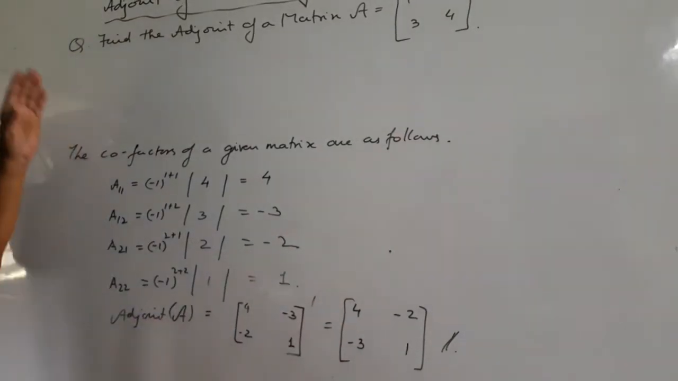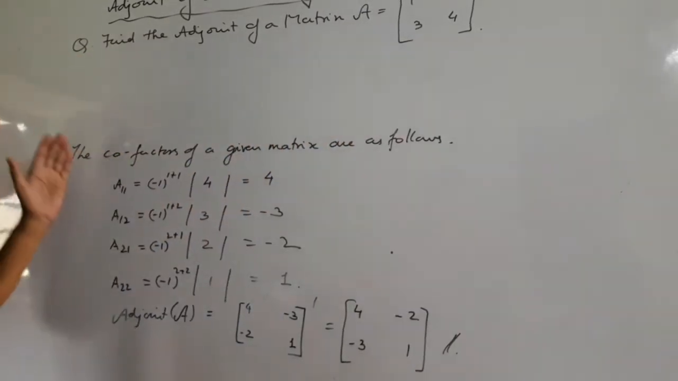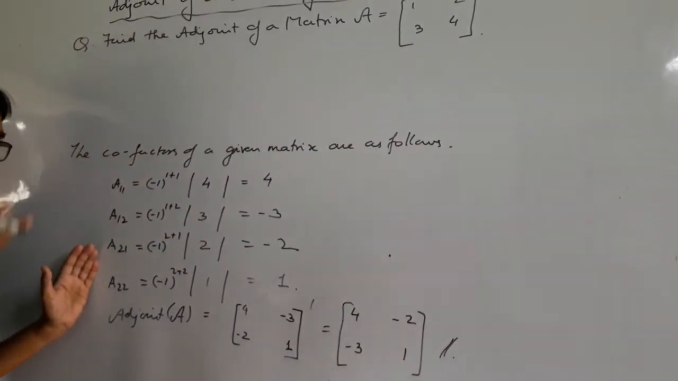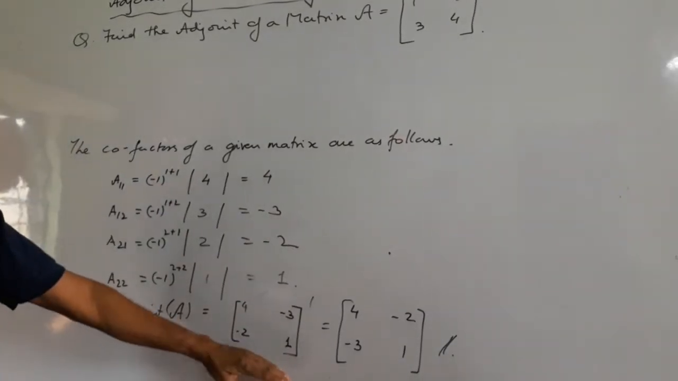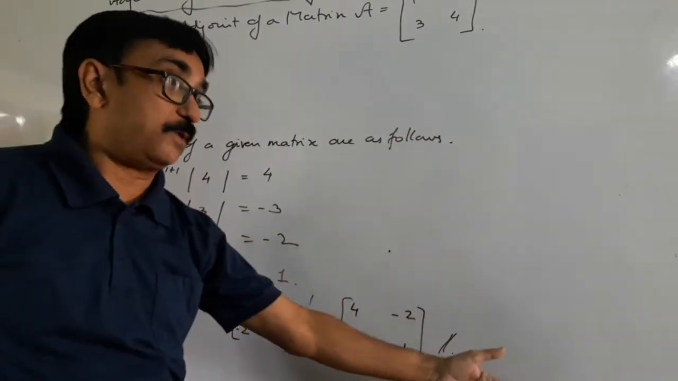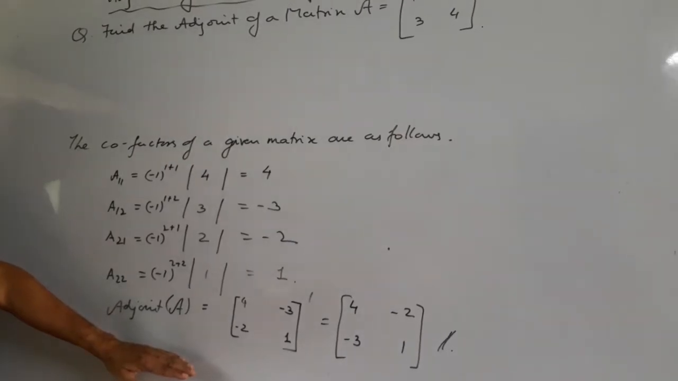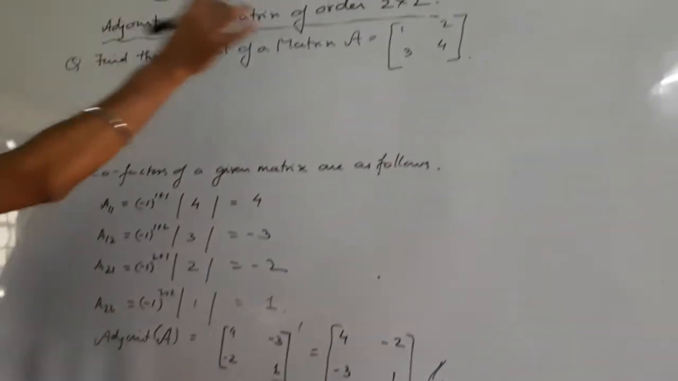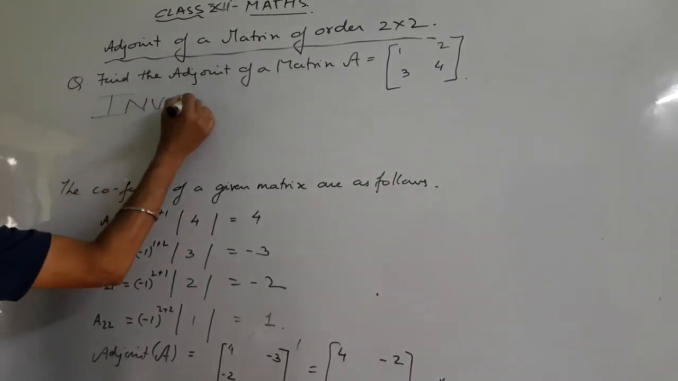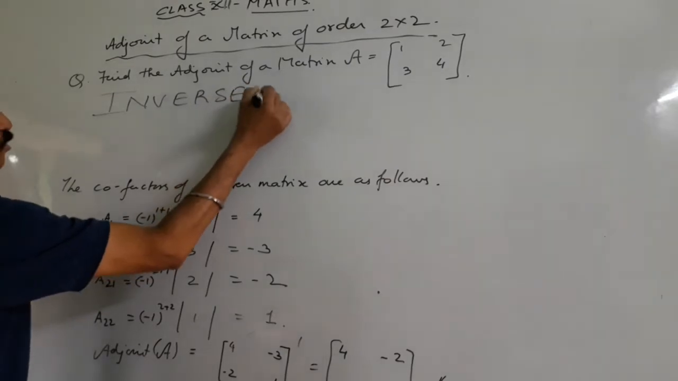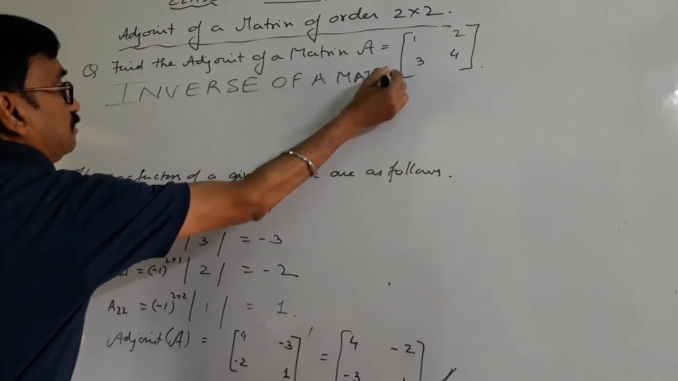Now listen here. For calculating the adjoint of a matrix, we have to find all the four cofactors, and then after putting them in a matrix, we have to take the transpose. But now I am going to explain that if it is asked to find the inverse of this matrix, the inverse of a matrix, if it is asked.